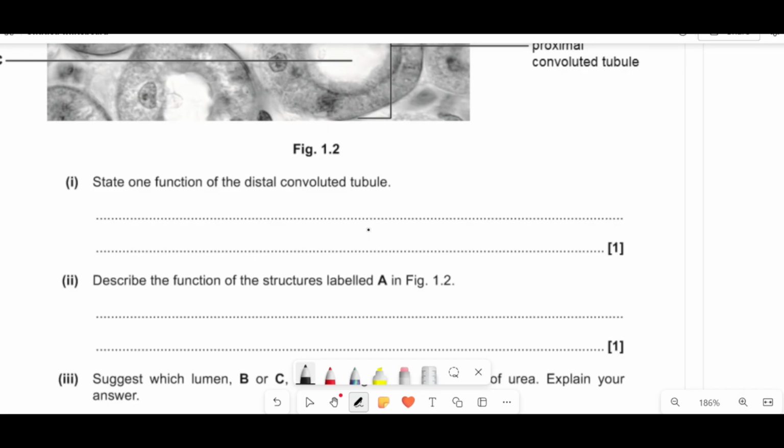As well as that, if the body's got not enough salt in it, not enough sodium ions and chloride ions, the DCT can actually pump sodium ions back out and reabsorb those, and chloride ions will follow too. So any one of those is fine. I'm just going to go with the reabsorption of water.